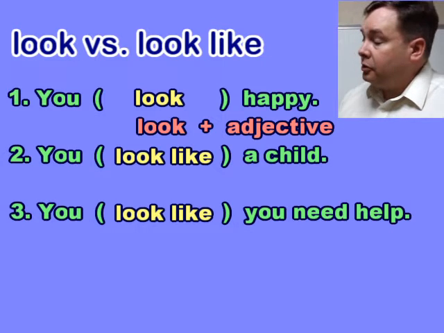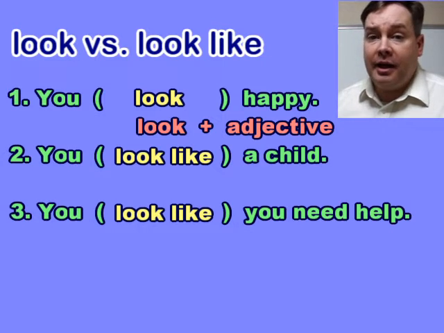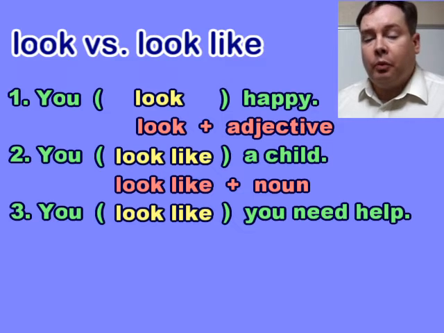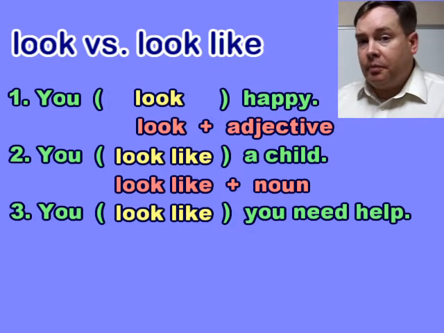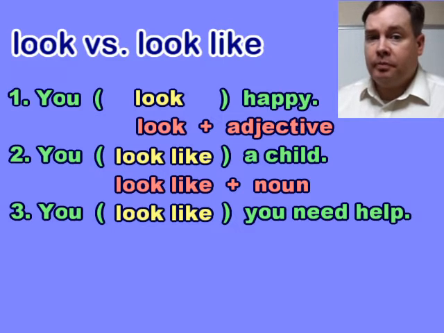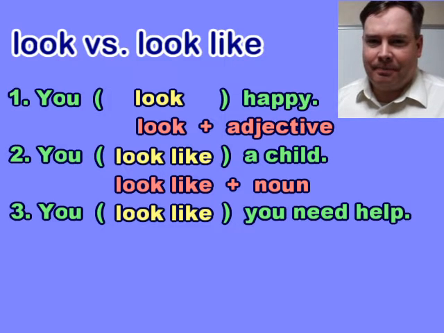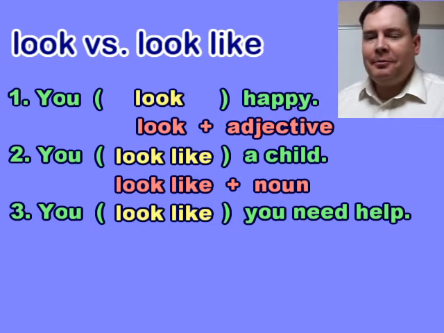But in sentence number 2, we don't have an adjective, we have a noun. A child. In this situation, we must use look like. So, if we have a noun, child, person, door, then we must use look like. But one careful note here.